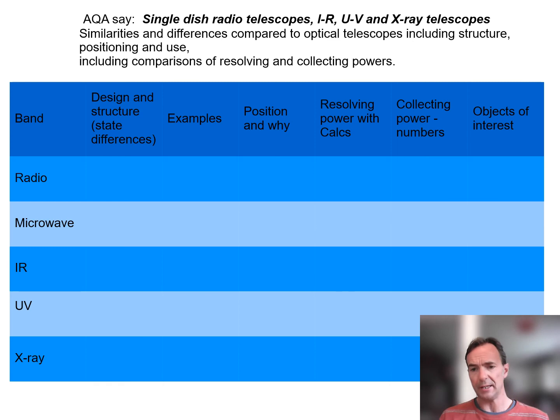Now, I'm going to give you a bit of a task here, because obviously that was just a UV and infrared telescope. You've got to know about the other ones. Radio, microwave, infrared, UV, and X-ray are the ones mentioned at the top of that AQA specification. So go and have a cruise around the internet. Find one telescope for each of these, give an example, and importantly, I think, the objects of interest here. It doesn't mention it in the specification, but why do we build these things?